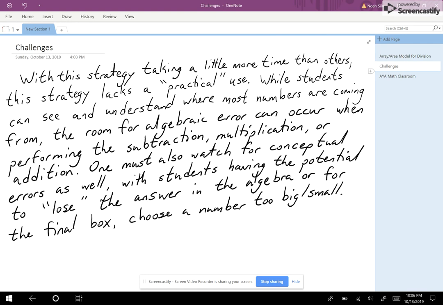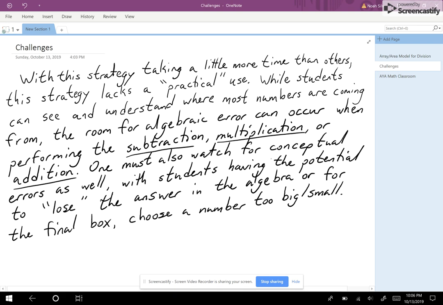So in this model, some of the challenges that are going to arise is it definitely takes a little more time than some of the other division strategies. And because of this time taken, it loses some practicality. While students can see and understand where most of the numbers are coming from, essentially where those 50, those 20, because those are self-chosen numbers, there's so much room for algebraic error, meaning errors in that subtraction, that multiplication, or that addition in the end, that there's more than likely a step that's going to cause some trouble.